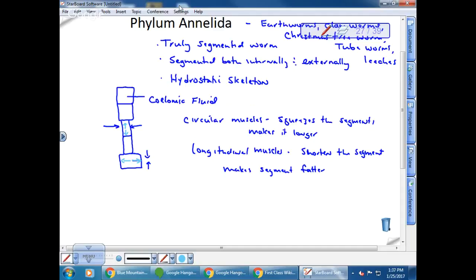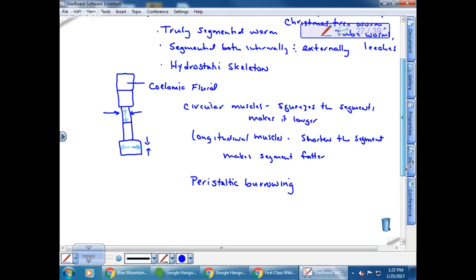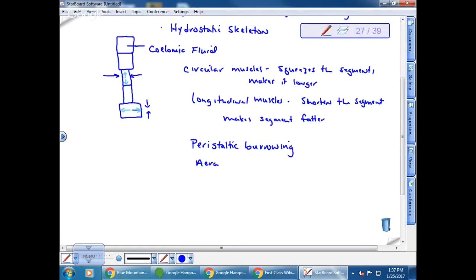And this whole process is referred to as peristaltic burrowing. And this is how a soft-bodied organism can burrow through very hard earth. It's peristaltic burrowing. Okay. And this is important because it allows for aeration of the soil.